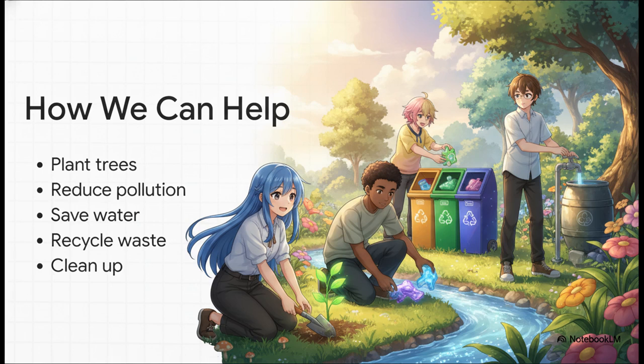Actionable steps exist to protect these natural communities right now. We can plant trees to boost our producers. We can reduce pollution and save water to protect those critical abiotic factors. We can recycle our waste and keep our surroundings clean. Every single small action actually supports the larger system.